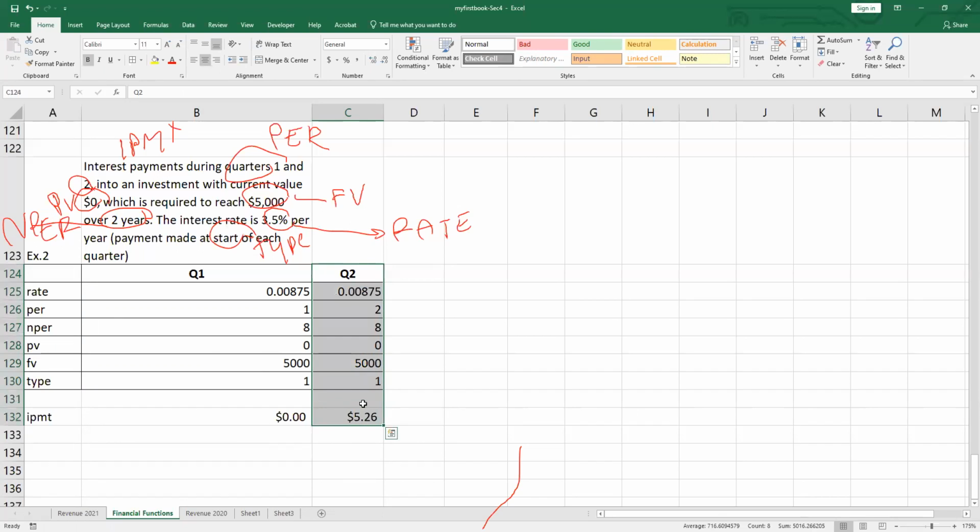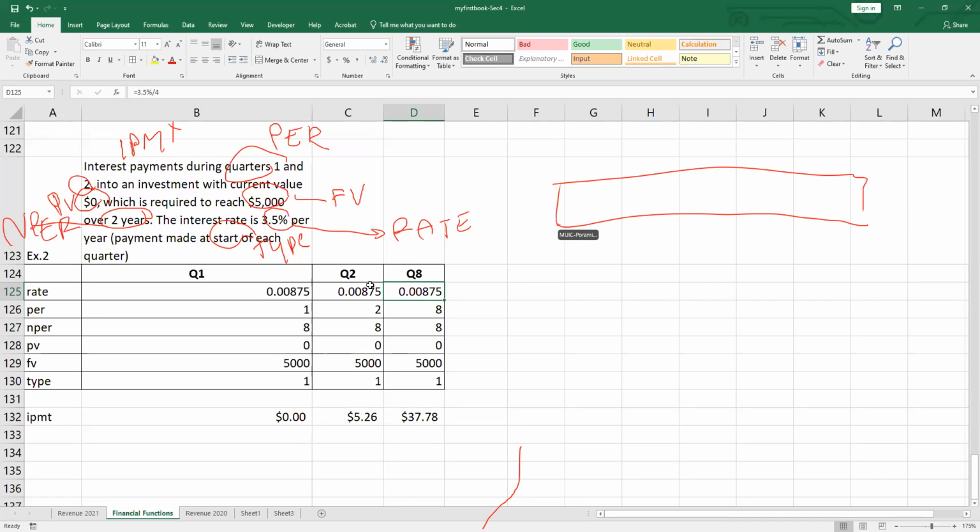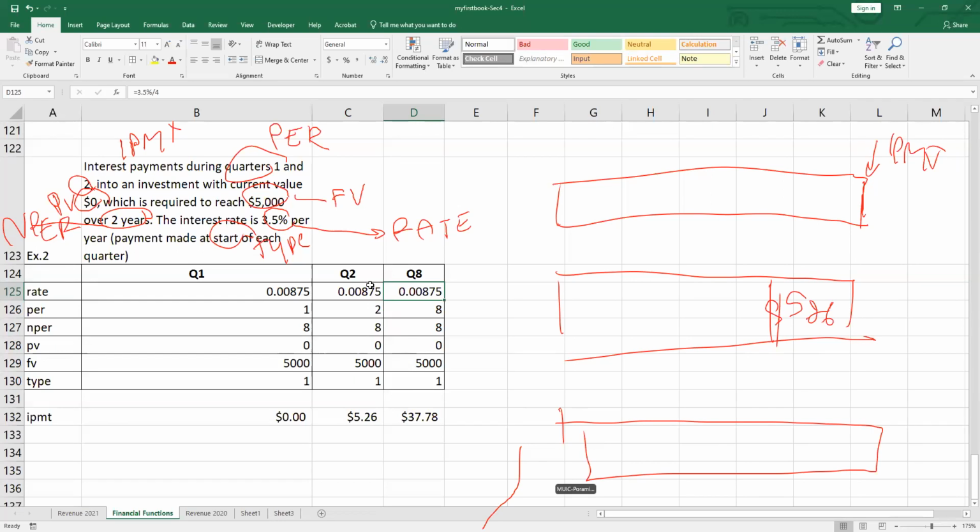And lastly, quarter eight. Let's see, because you can see that we just invest for 8 quarters only. The last quarter in this contract, we get the interest up to $37.78. This is the interest that you will receive when you deposit or invest for 8 quarters. So as I show you in this diagram, the first period, the interest payment is just $0, and you gradually have more, that is 5.26. And lastly, for quarter eight, this is the maximum one, 37.78. That is for the last quarter.